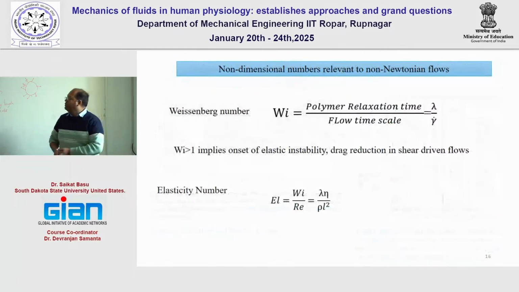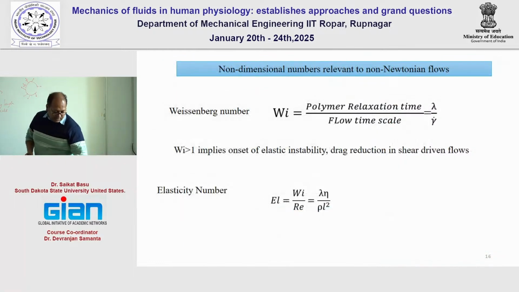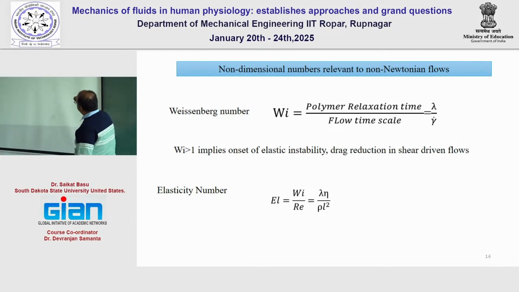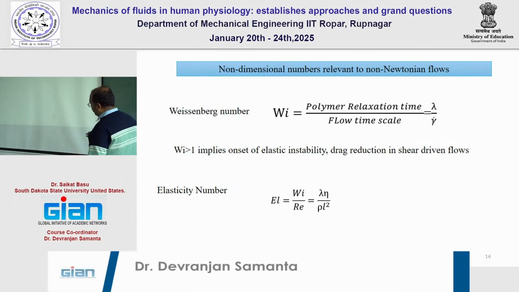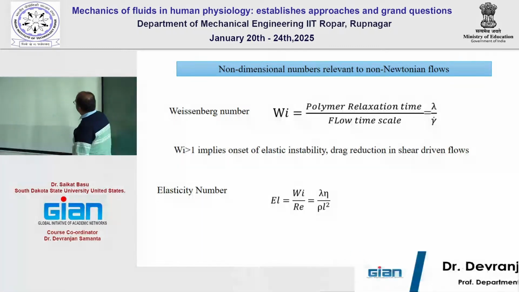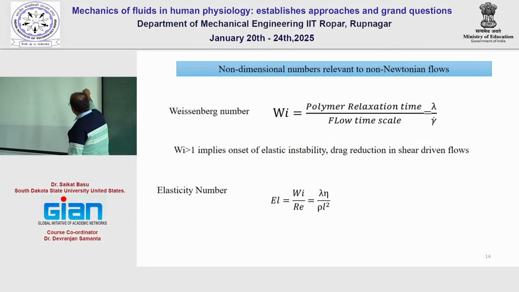Now when we discuss non-Newtonian flows, there are two relevant non-dimensional numbers. One is the Weissenberg number. The Weissenberg number involves the polymer relaxation time. By polymer relaxation time, we mean that if we imagine some sort of spring-like structure, initially they are coiled, and under high shear they stretch. The time scale over which the stretching takes place and it again gets back to its coiled or equilibrium state, that statistically averaged time is called the relaxation time.